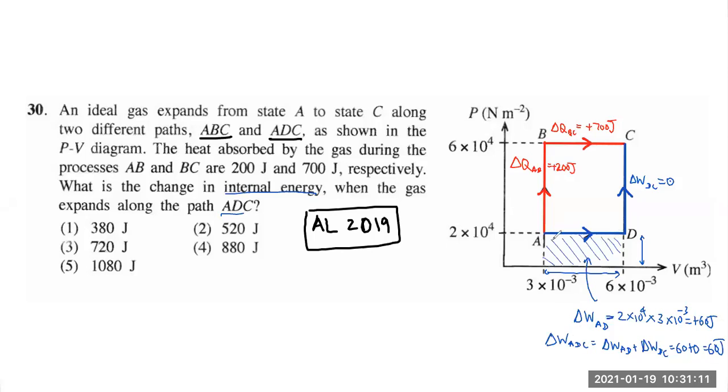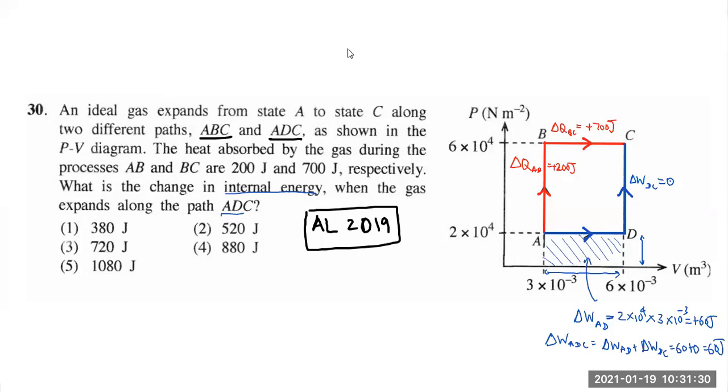Right, but no, we can't find delta Q ADC. What you can do, the easiest method, is finding the internal energy change from ABC, because internal energy change from ABC and ADC are equal. Yeah, that's the best way of doing it. So what I have done is useless, to be honest.